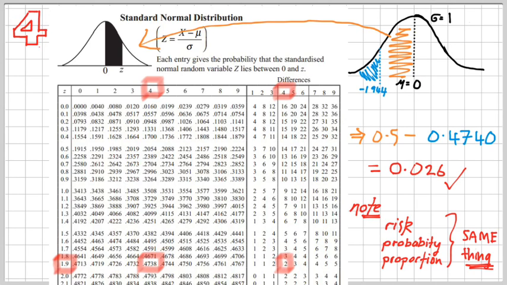Now, a final note I want to add there is that if you are asked to calculate, find, or investigate risk, probability, or proportion, they mean the same thing. If you are asked to find a percentage, you will be multiplying by 100 either the risk, the probability, or the proportion.